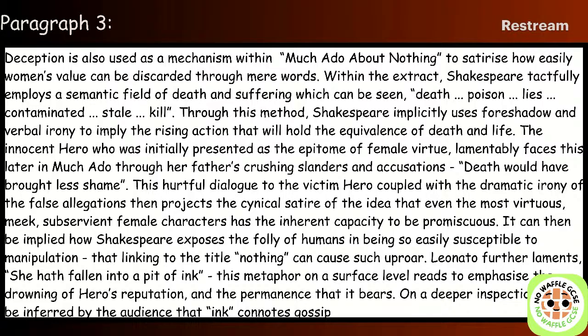Now, a key thing that I need to make you guys aware of, if you're not already, is the difference between inferring and implying. Implying is suggesting that the writer or the playwright is trying to tell the audience or the reader something, whereas inferring is the audience taking something from the play themselves. So you need to make that distinction when you're using the two words. If the audience is working something out, then you say infer. If the writer is telling them something, that's implying. Now, let's keep going.